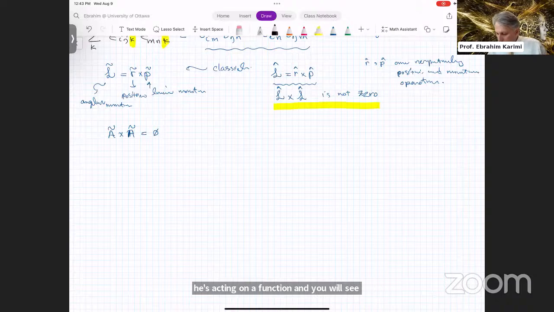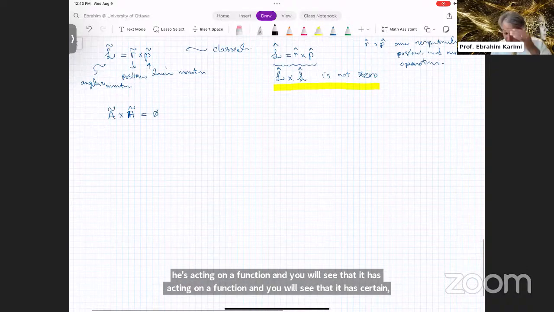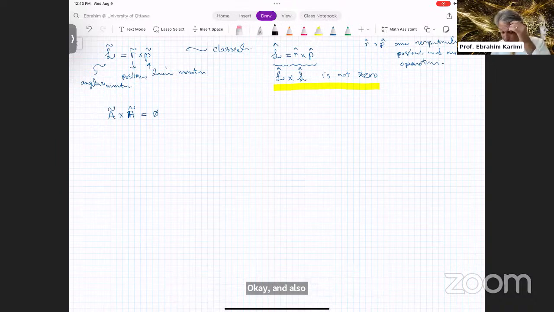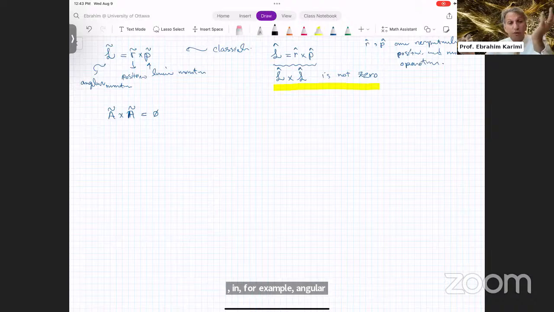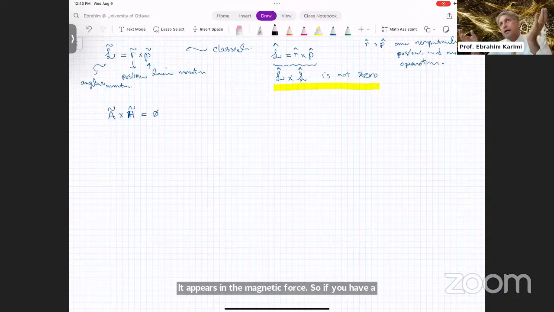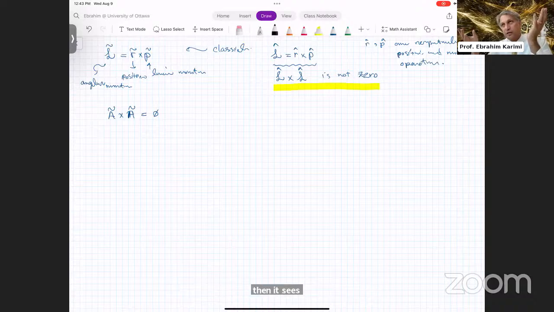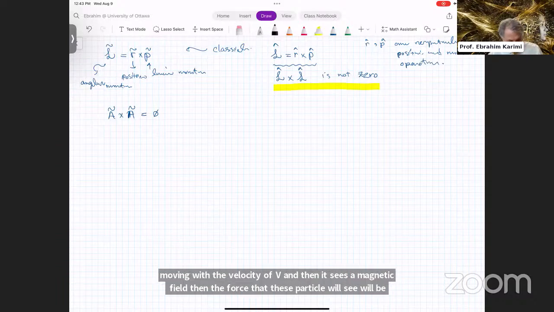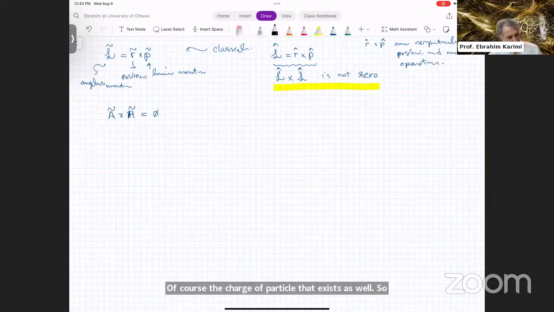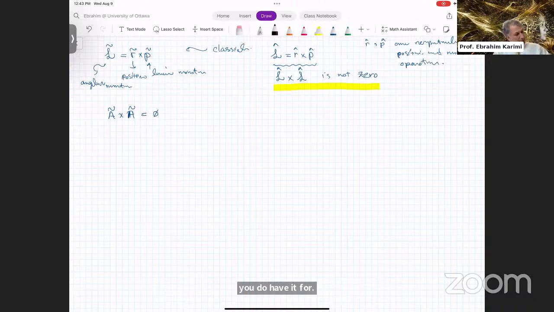Also, the cross product appears in, for example, angular velocity. It appears in the magnetic force. If you have a particle which is moving with a velocity of v, and then it sees a magnetic field, then the force that the particle sees will be equal to v cross B. Of course, the charge of the particle exists there as well. So remember, that's a very, very important property that you have for the cross product. So let me see.